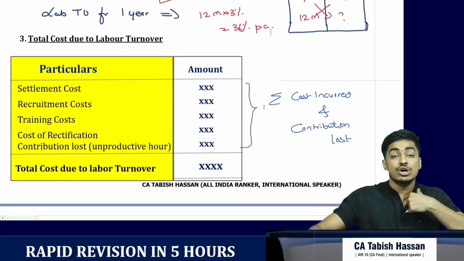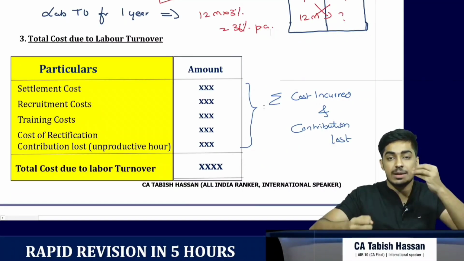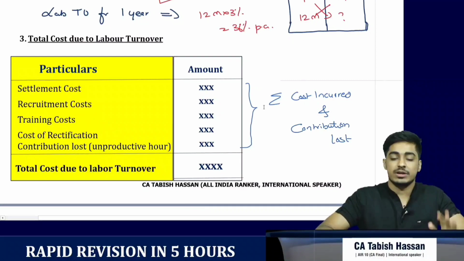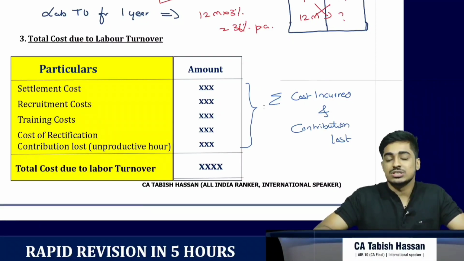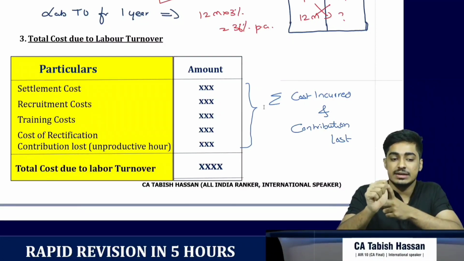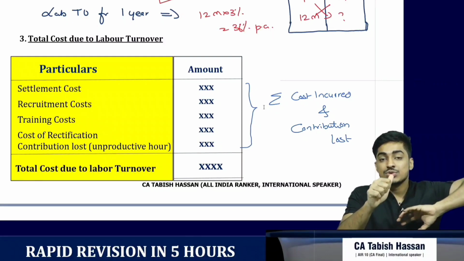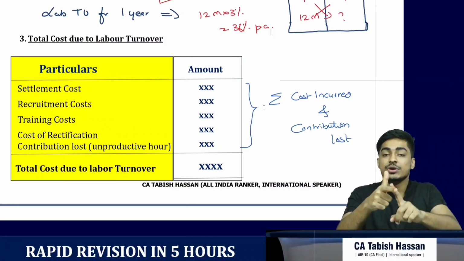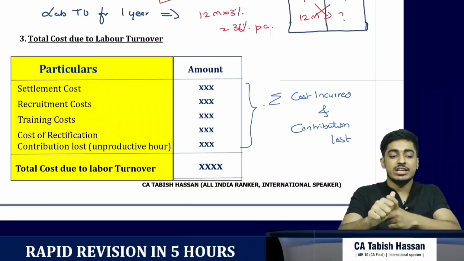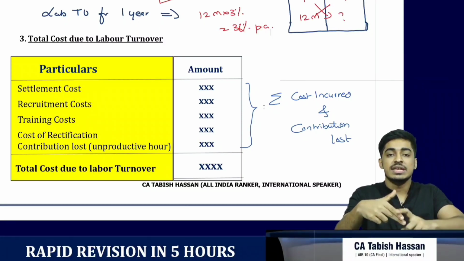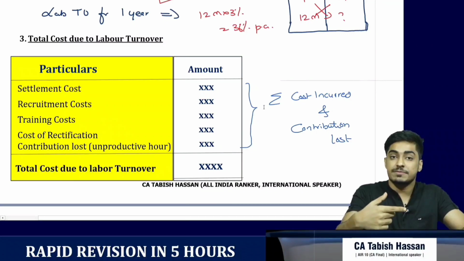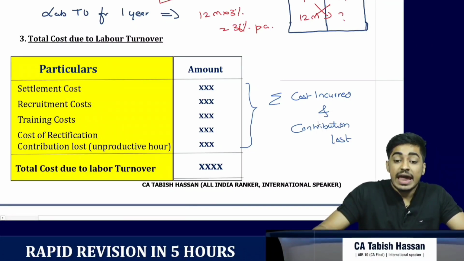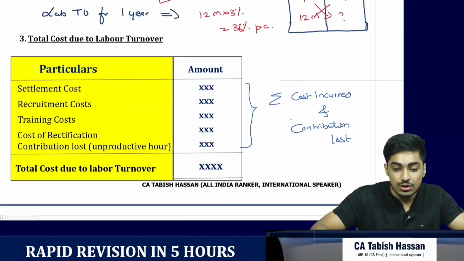Next question might ask us, what is the total cost the company is incurring due to labor turnover? First, we have the cost incurred. For employees who are leaving, we have to settle their dues, and to take new employees, we have to recruit them, select them, train them. So settlement cost, recruitment cost, training cost, and if they've made any mistakes, we have to rectify that. So cost of rectification.